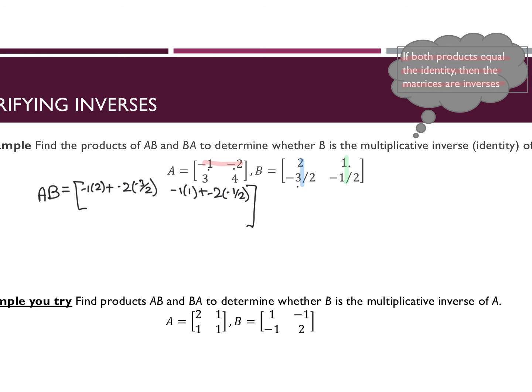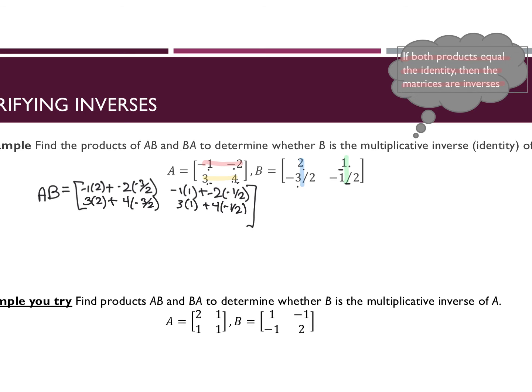Then we'll take row 2 and place it into the blue column and also the green column. So 3 is paired with 2, and 4 is paired with -3/2. Then 3 is paired with 1, and 4 is paired with -1/2.